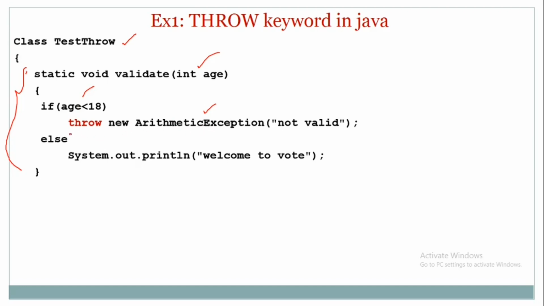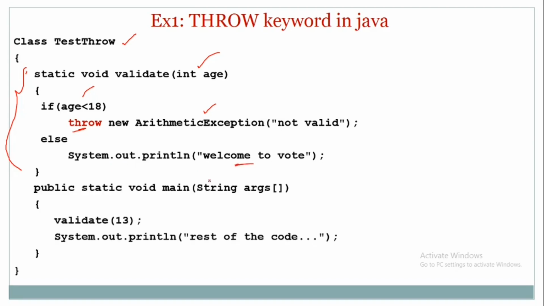So this is manually thrown by the programmer using the keyword throw. Else, if age is greater than 18, it will print a message, welcome to vote. Now let us look into the main method. It calls the method validate and passes the parameter 13. 13 is less than 18, which means it will throw an arithmetic exception.